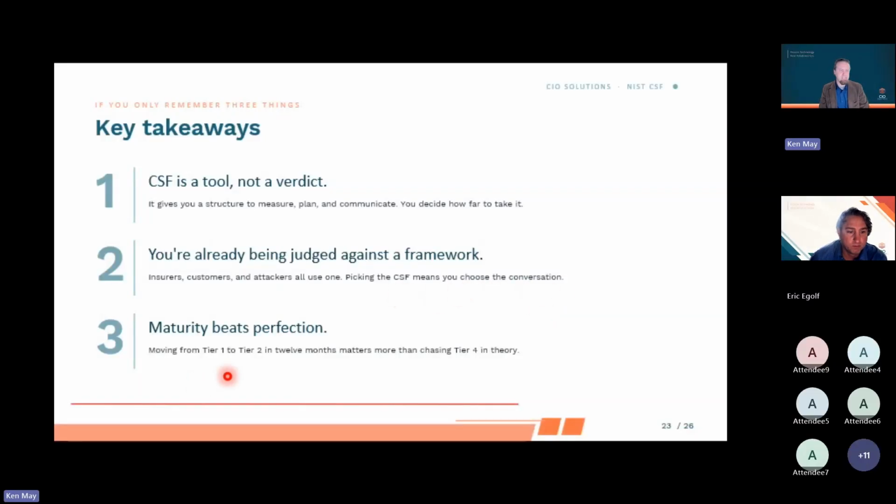And maturity beats perfection, right? Chasing after this ideal that is impossible is what gets a lot of engineers mired down in the process when the business wants to move forward. So it's much more important that we take the time to properly move from tier 1 to tier 2, instead of trying to jump straight to tier 4 and then it turns out we didn't implement things well or safely or thoroughly.